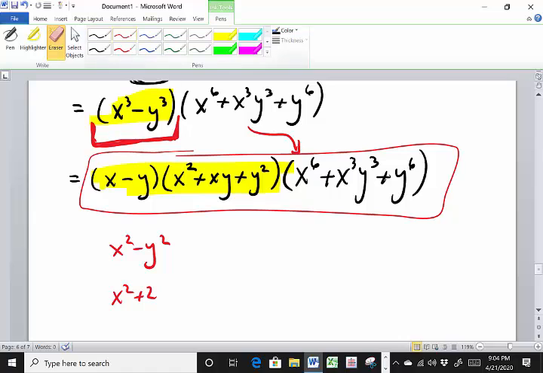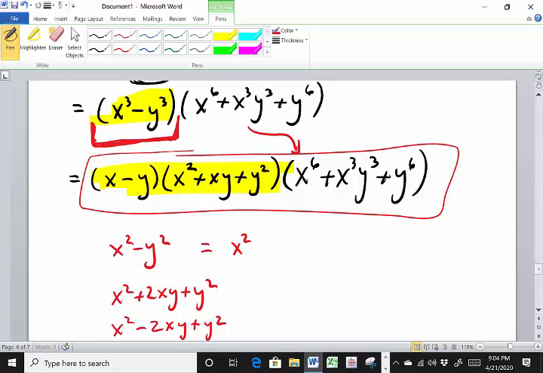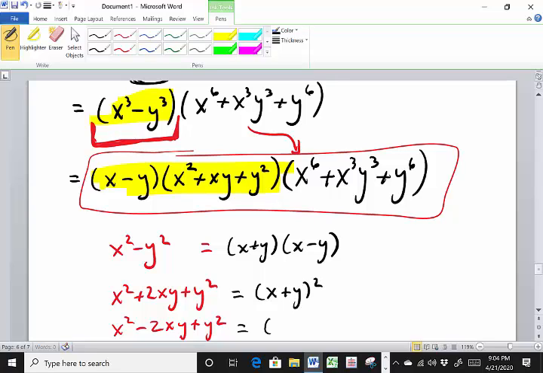There are two forms of that. Okay. And there's this one. Okay. And this factors to, sorry, this factors to x plus y, x minus y. This factors to x plus y squared. This factors to x minus y squared.